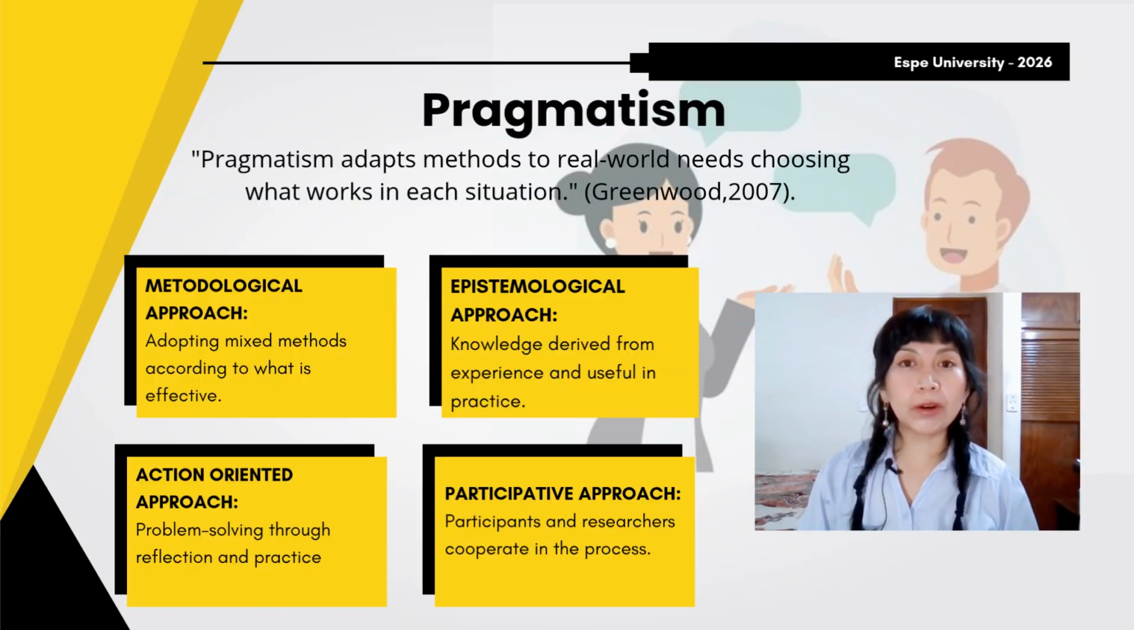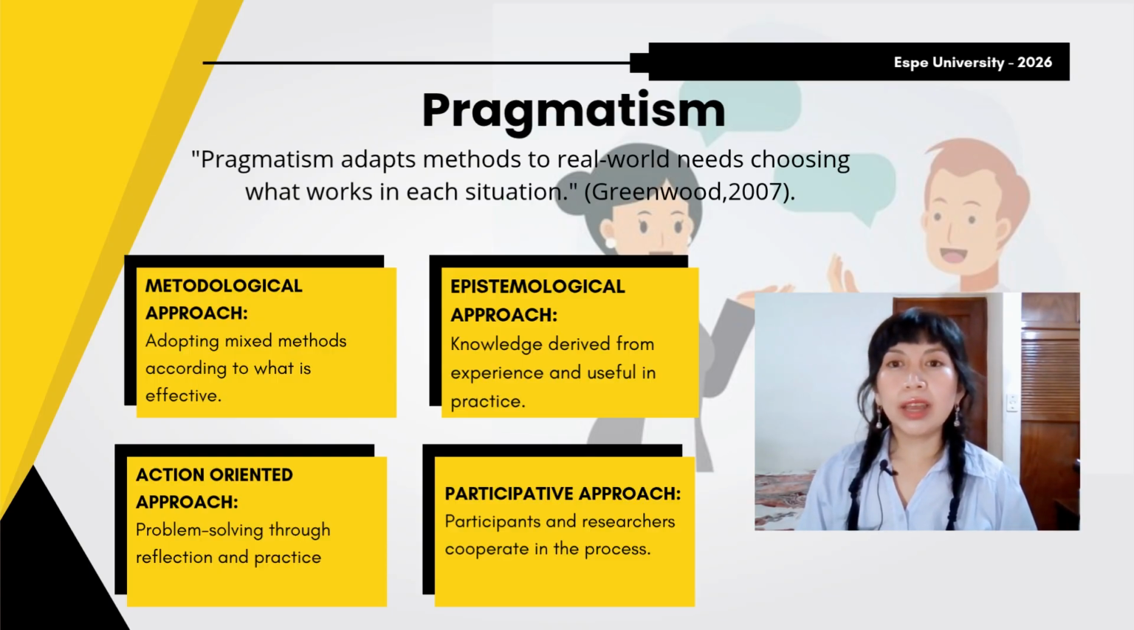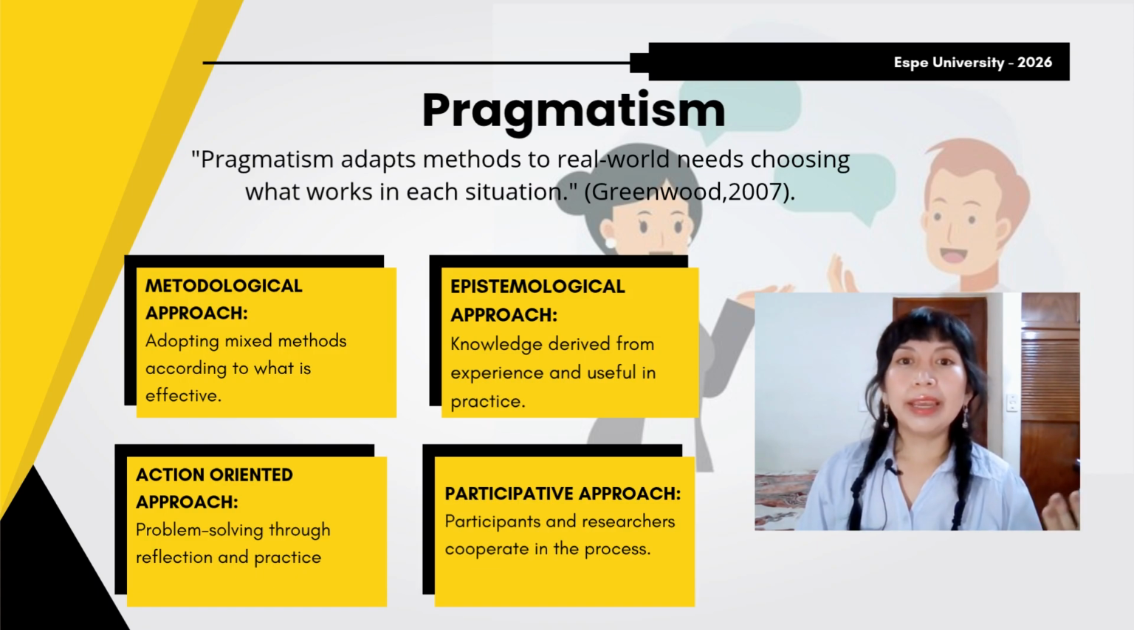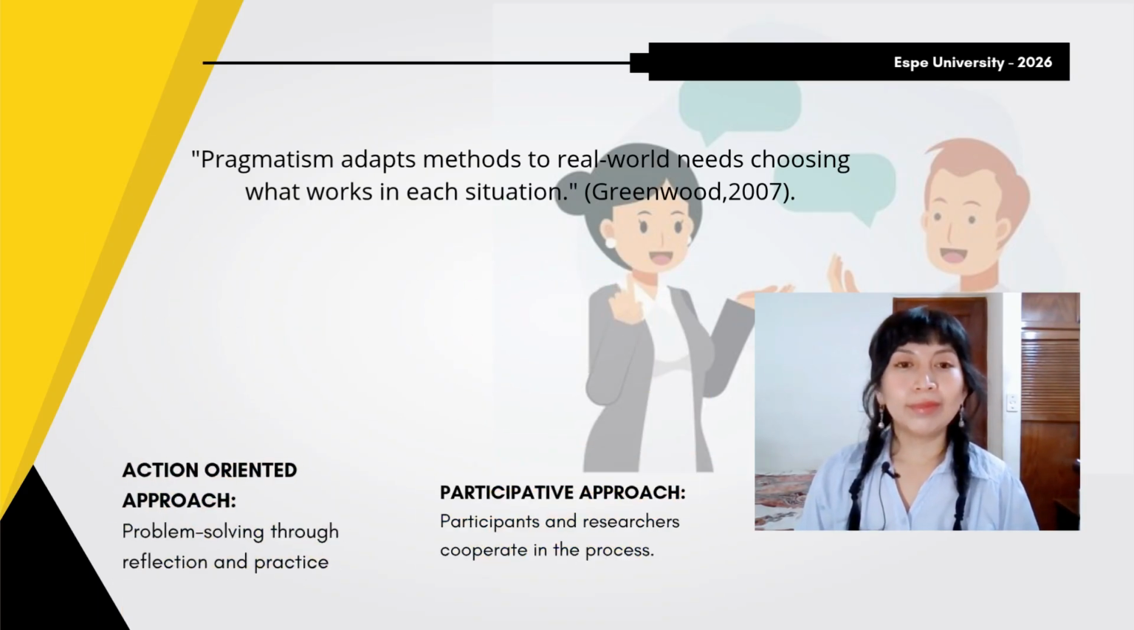Pragmatism has some important characteristics. As a methodological approach, it uses methods that work best for each problem, including mixed methods. As an epistemological approach, knowledge comes from experience and is useful in real situations. As an action-oriented approach, it focuses on solving real problems through reflection and action. And as a participative approach, it includes both researchers and participants in the process.